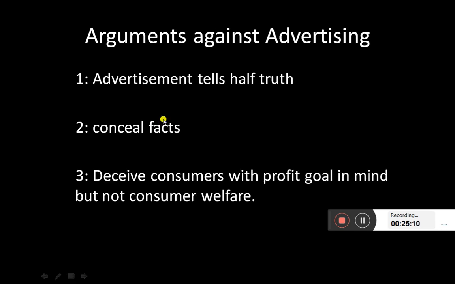So it means that advertisement is used as a weapon, as a tool when they want to compete with one another, because organizations have to show their product clearly more superior in the advertisement.